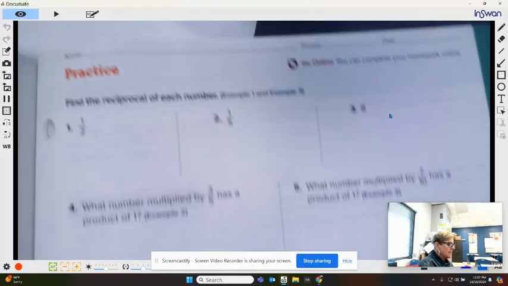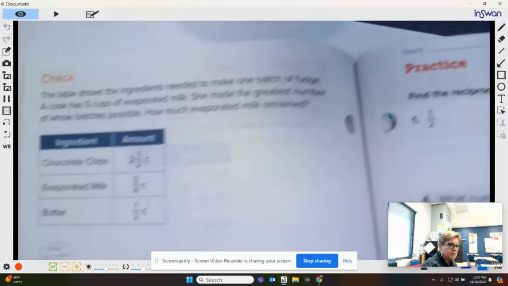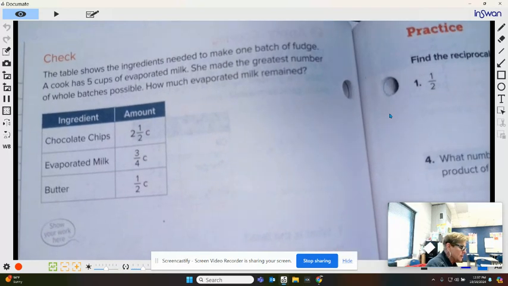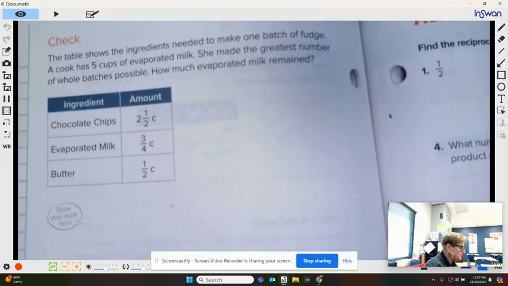Let's look at one more. The next one is pretty easy. And then after we do this, you're going to do number 12 and 13 that's in your book.